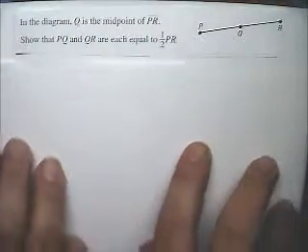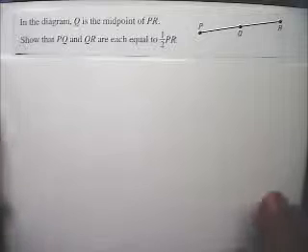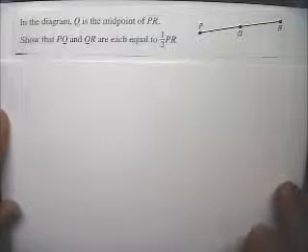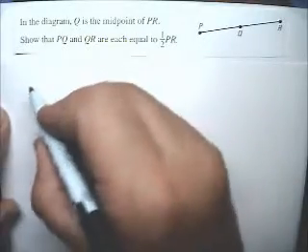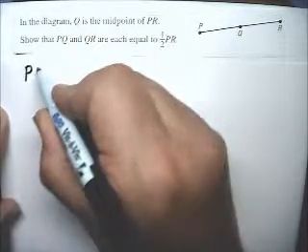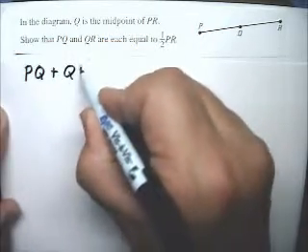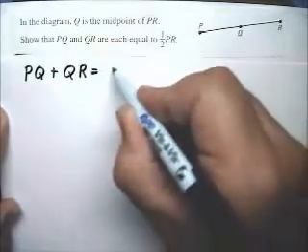Now, please look at the explanation in the book. It's a very good explanation. My explanation is really going to be the same thing. I'm just going to illustrate that the order that you put these things in isn't necessarily the same for each person. Every person attacks these a little bit differently. Some people just start out with what's given. Other people don't. So I'm going to start out with PQ plus QR is equal to PR.